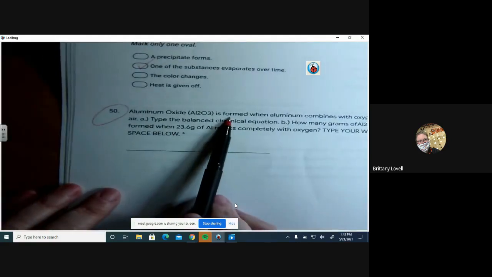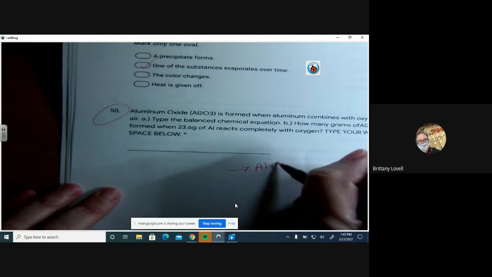This one is an equation writing. I don't know that I'm going to have you guys balance equations. I may just have you pick out the right coefficient or something like that, because it's a pain in the butt to have to type that out. But aluminum oxide is formed. If it's saying it's formed, would it go on the left or the right of the arrow? To the right. Very good.